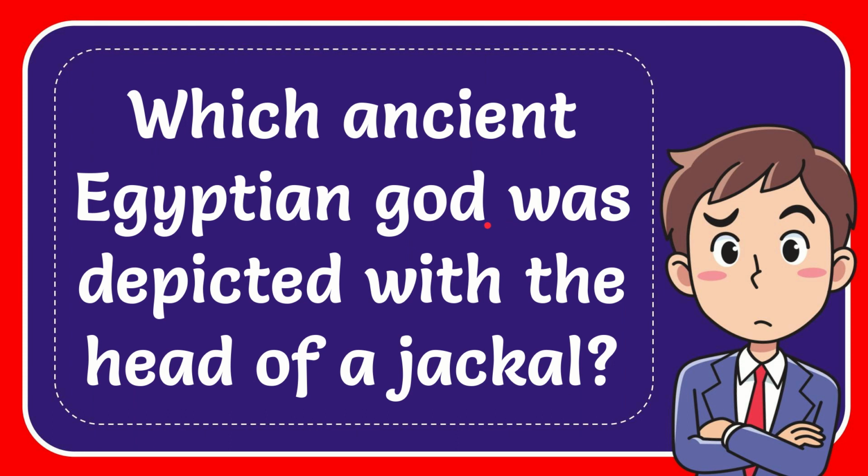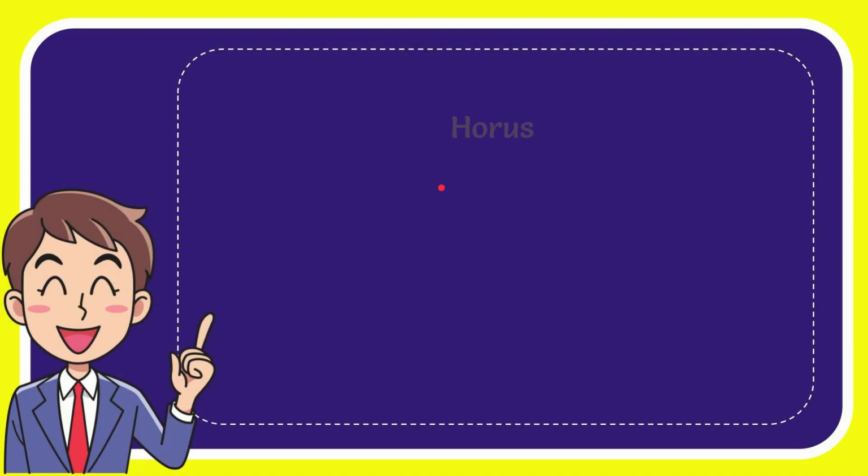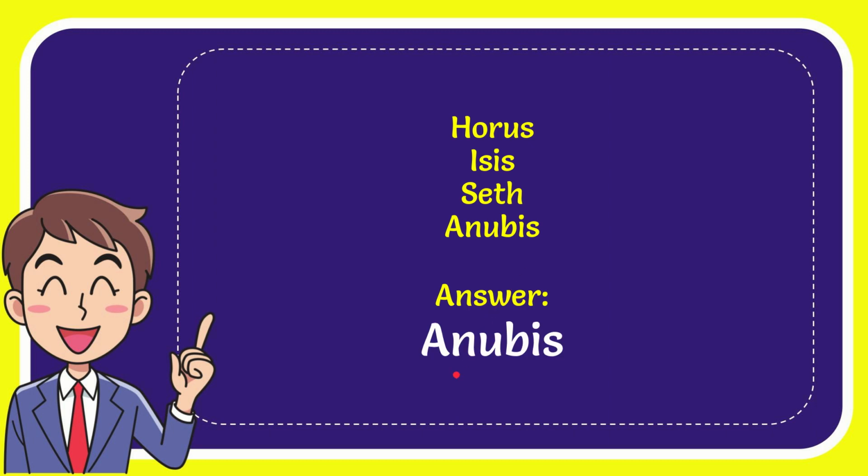In this video, I'm going to give the answer to this question. The question is, which ancient Egyptian god was depicted with the head of a jackal? Well, I'll give you a list of the options. The first option is Horus, second option is Isis, the third option is Seth, and the very last option is Anubis. And the correct answer for the question is Anubis.